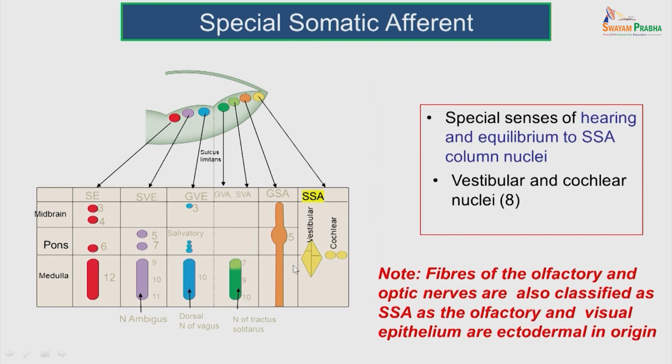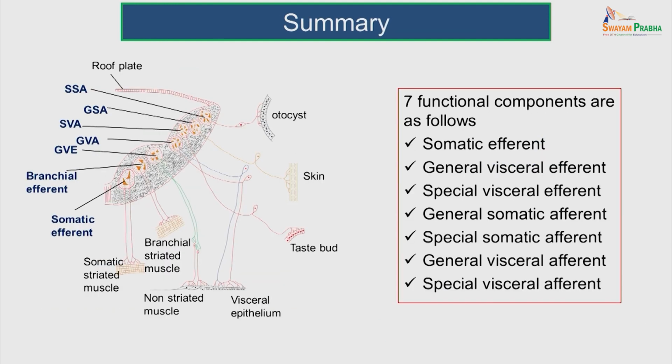Then special somatic afferent, that is the special senses of hearing and equilibrium, to the special somatic afferent column nuclei, that is the vestibulocochlear. They are almost all present in the pons; the vestibular component is present both in the pons and the medulla, and the cochlear is mainly at the lower part of the pons. Whereas the fibers of the olfactory and optic nerves are also classified as special somatic afferent, as the olfactory and visual epithelium are ectodermal in origin. So the optic and olfactory also belong to the special somatic afferent column.